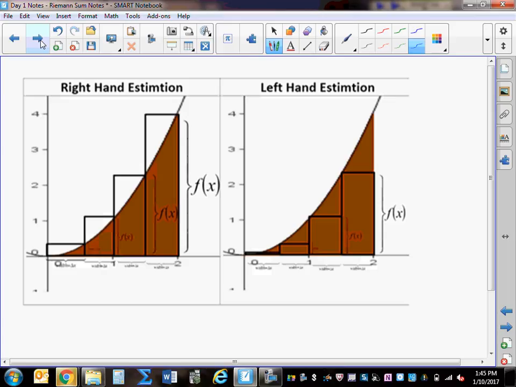So here, I believe it's on the top of your next page, is an example of your right-hand estimation and your left-hand estimation. Notice that for your right-hand estimation, you start on the right when you're drawing your rectangles, and you'll notice it's the right corner that lies on your integral. For a left-hand estimation, same idea, but you start on the left as you draw your rectangles. And as you can see, it's the left-hand corner that lies on your integral.